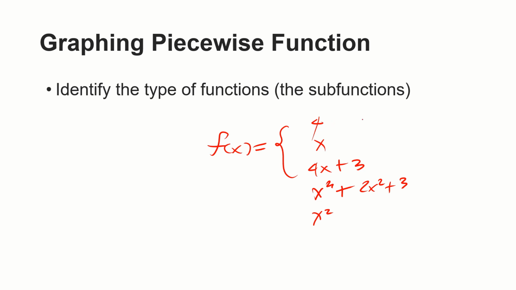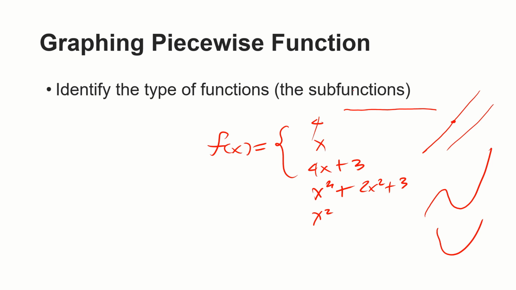So the graph of a constant function is a horizontal line. The identity function is a diagonal line that always passes through the origin. A linear function is also a diagonal graph. A cubic function has 2 turning points. A quadratic function is a parabola.